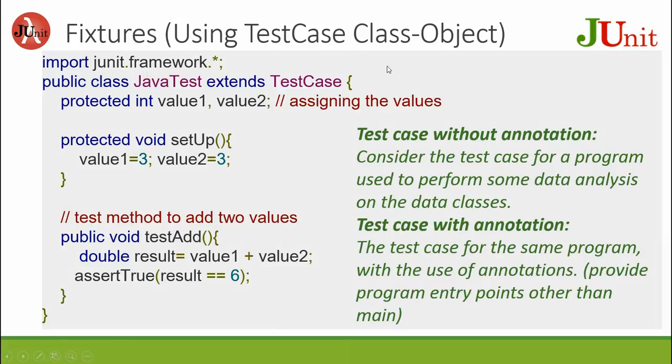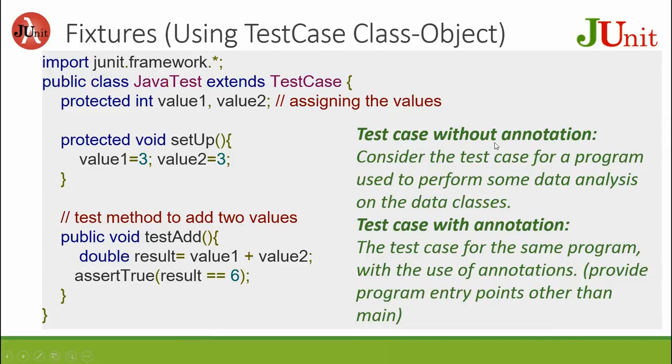Let's look at this test case. This test case is actually a class and is written in the JUnit framework. It is different from JUnit 4. These are supported by JUnit 4 and the previous versions. So it comes with a test case without annotation. Consider the test case for a program used to perform some data analysis on the data classes. And JUnit 4 is a test case with annotation. The test case for the same program with the use of annotation provides a program entry point rather than main.